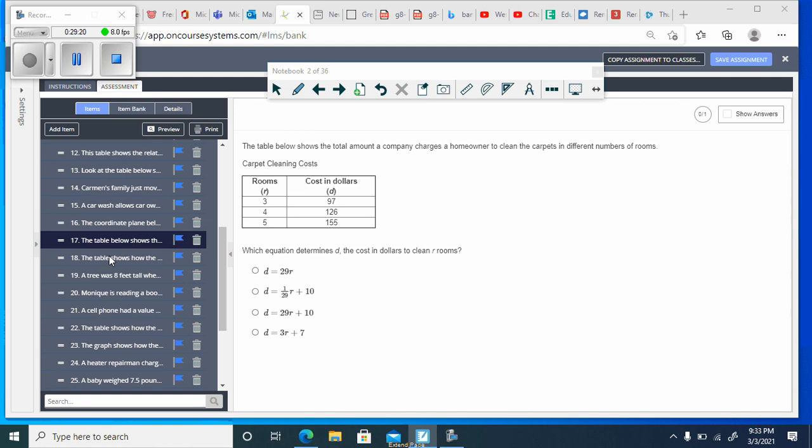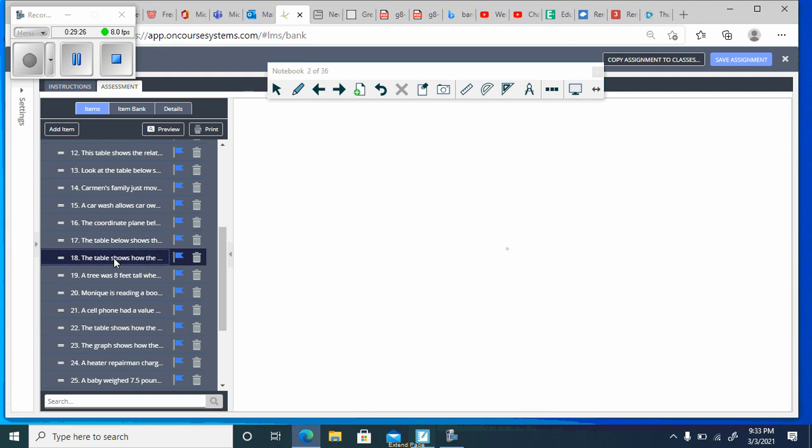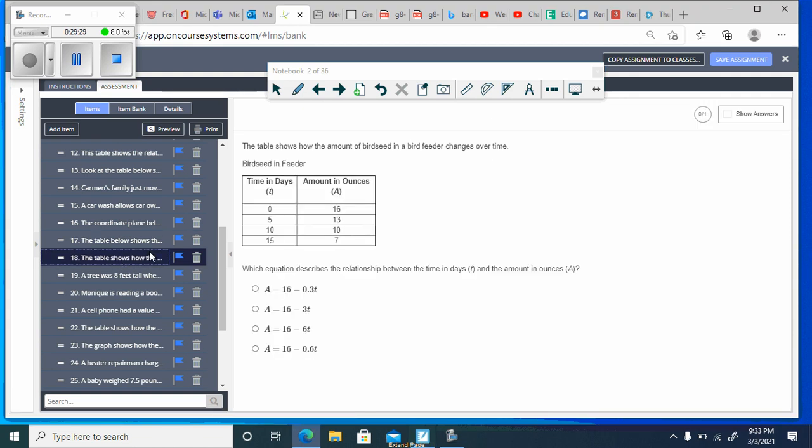Let's look at 18. The table shows how the amount of bird seed in a bird feeder changes over time. Okay, let's write the equation for it. A is your amount. Here's your x, here's your y. But A is equal to mt plus b. In all cases, they're starting with 16, so b is your 16.